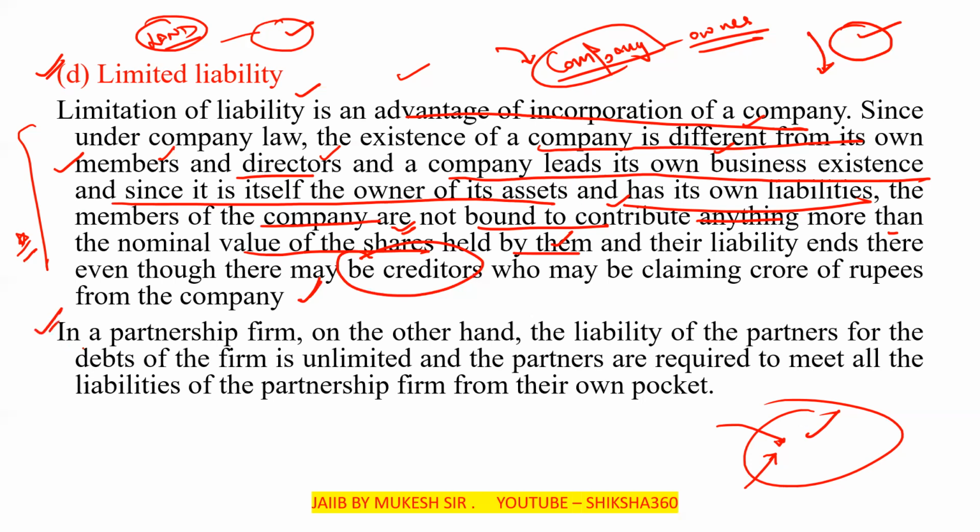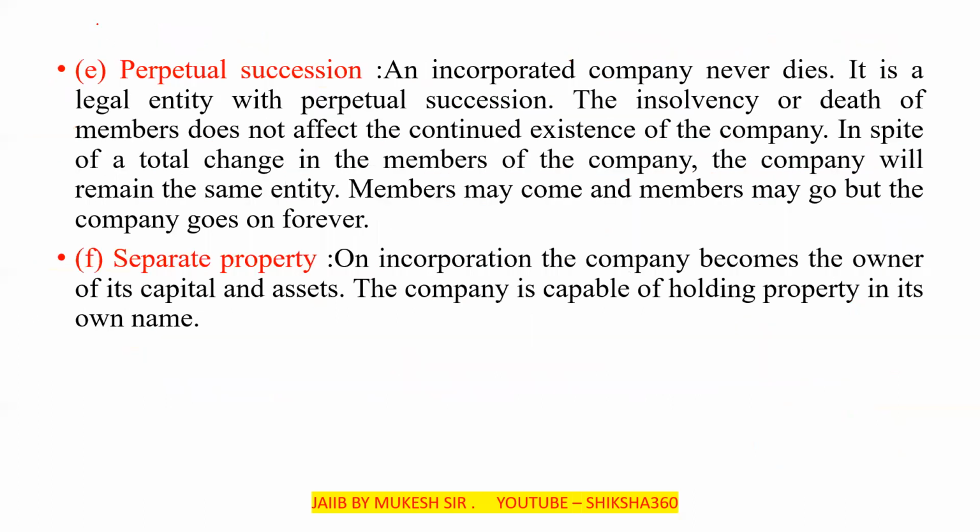On the other hand, in a partnership firm, the liability of the partners for the debts of the firm is unlimited, clear. The partners are required to meet all the liabilities of the partnership firm from their own pockets. So these are some important things which we have to remember. This is the fourth property, that is, limited liability.